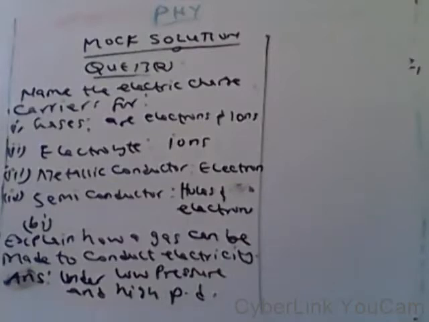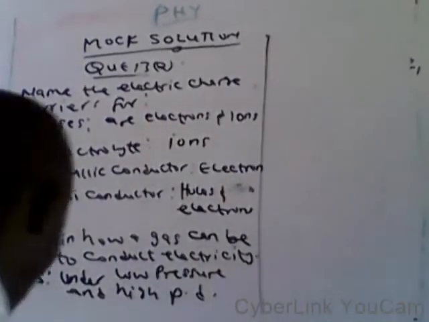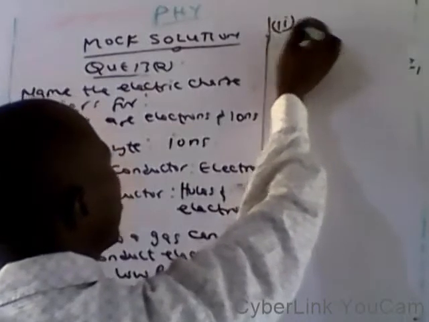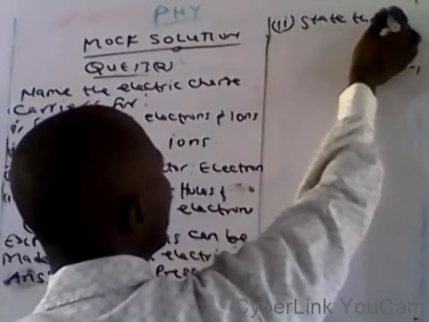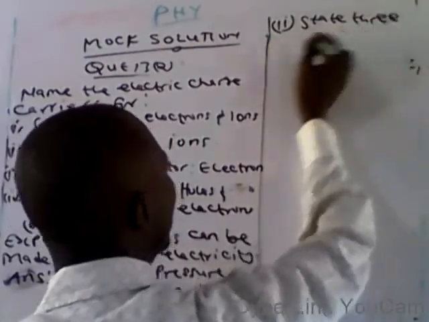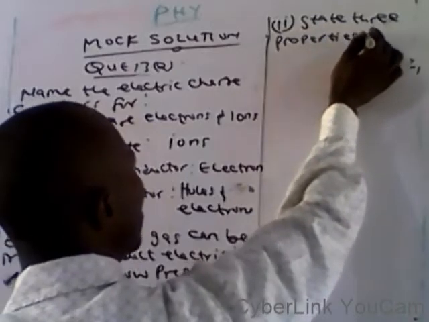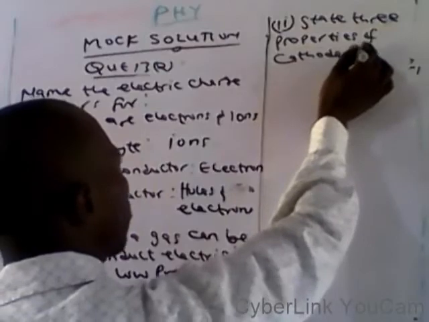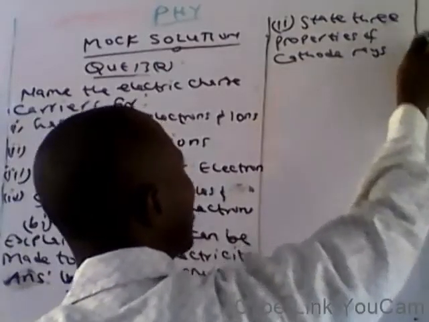Now, Roman figure 2, B2: state three properties of cathode rays. Don't forget, cathode rays.